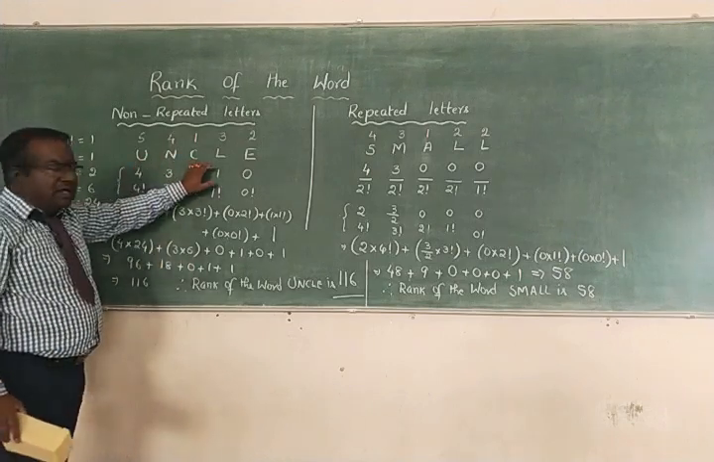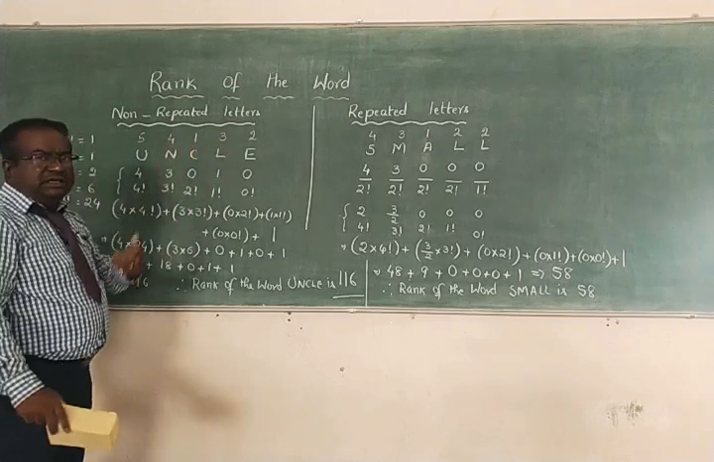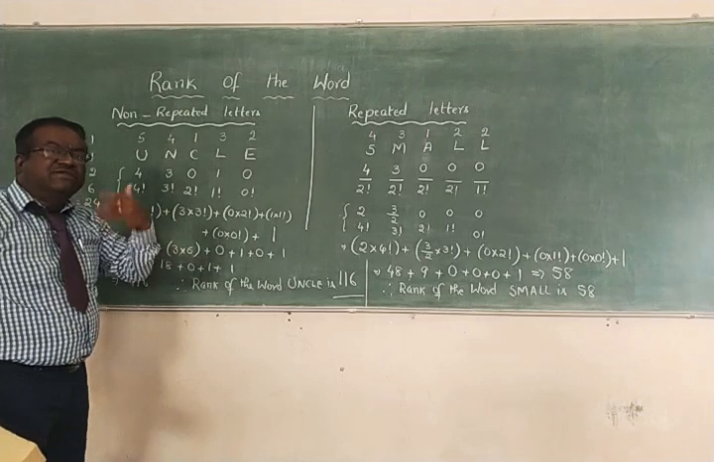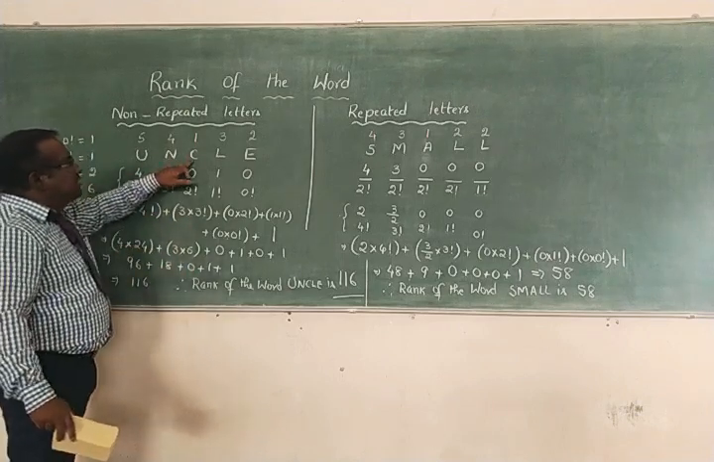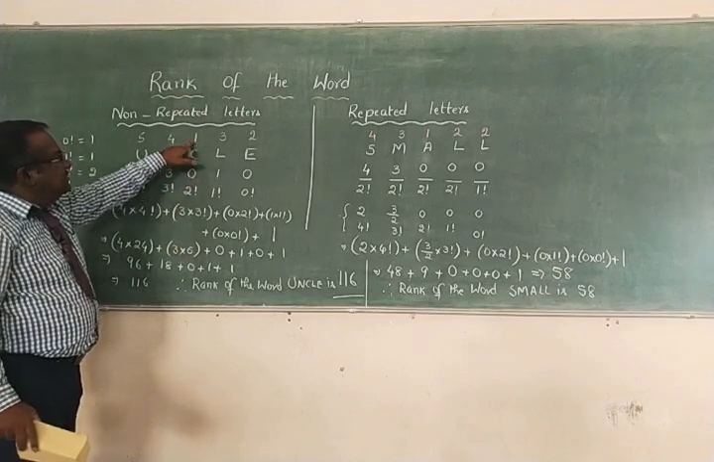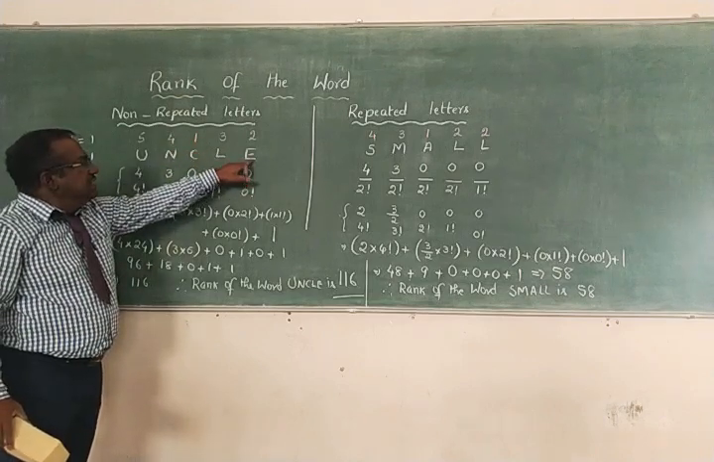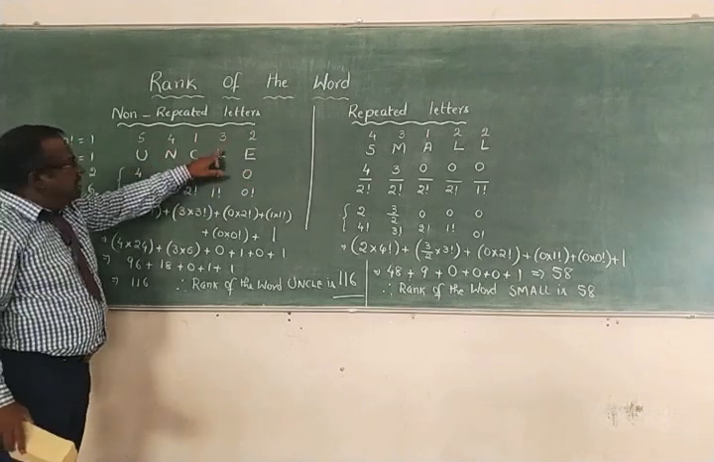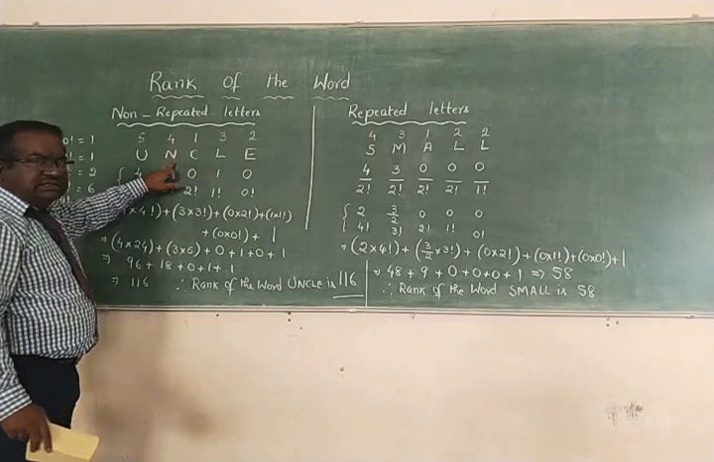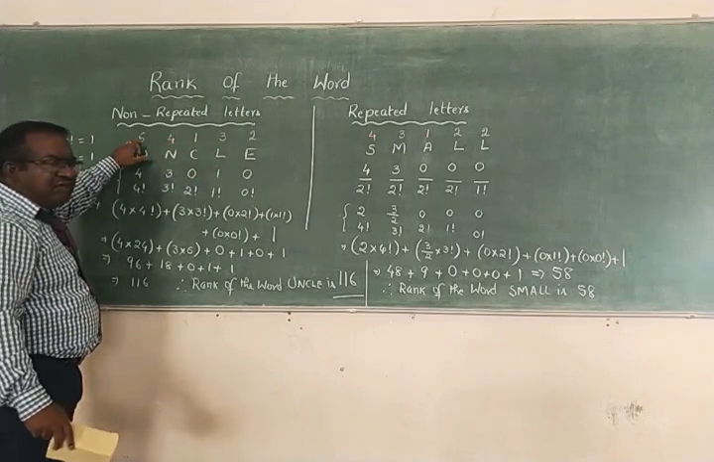After writing the word UNCLE, write at the top the alphabetical order. In the alphabetical order, what is the first letter that comes? That gives 1. So here C is the first letter, C above 1. Next, E is the next letter, E above 2. Next, L is the next letter, 3. N is the next letter, 4. U is the last letter here, that is 5.